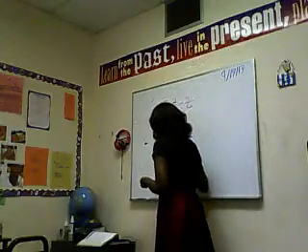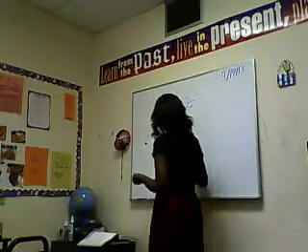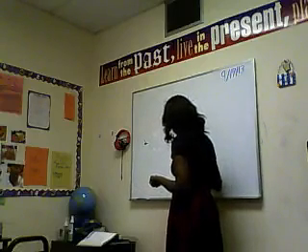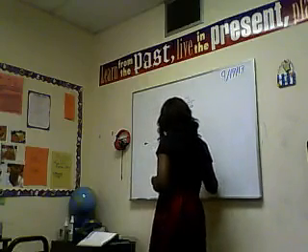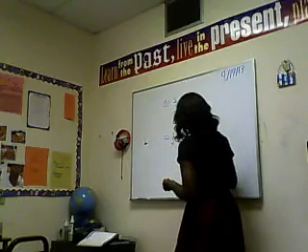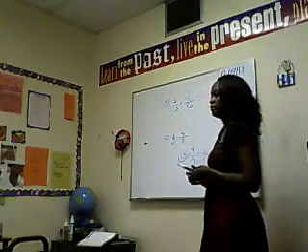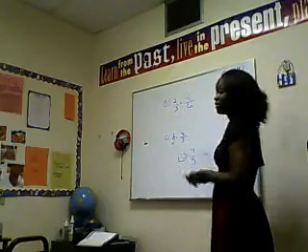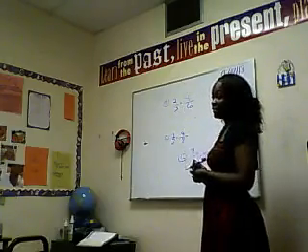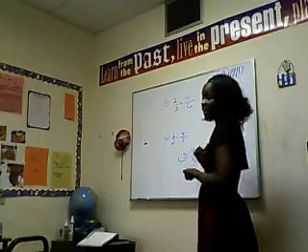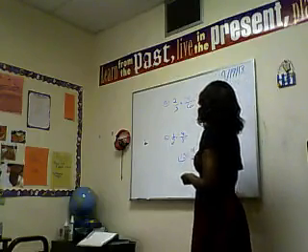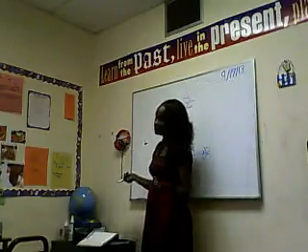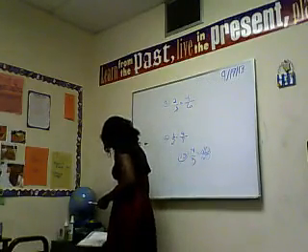Look at number 15. 4/5 is equal to blank over 25. What number do I multiply 5 by to get 25? 5. So multiply what else by 5? 4 times 5 is 20. So 4/5 equals 20 over 25. Pretty easy, right? Okay, let's move on then. Turn the page.